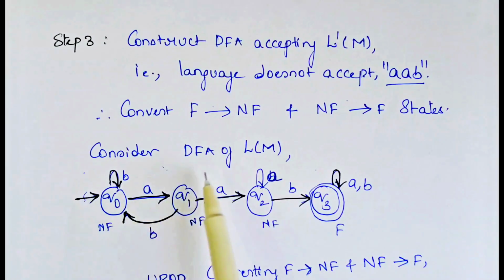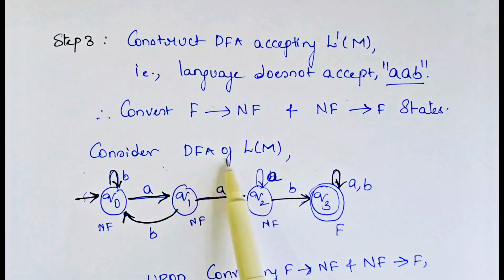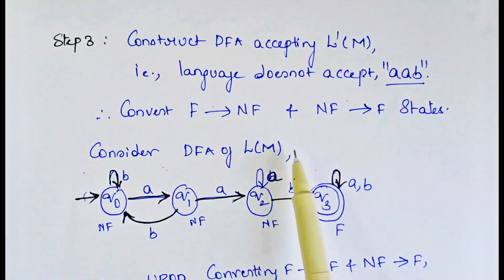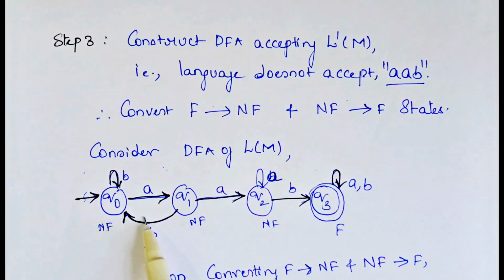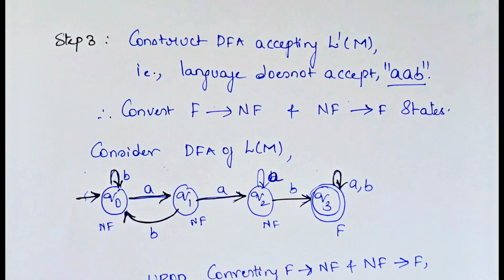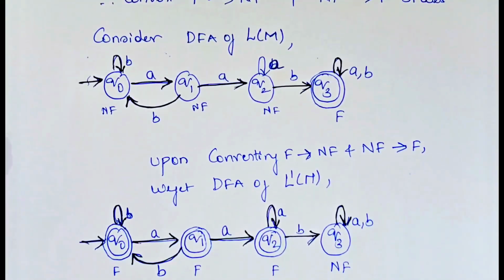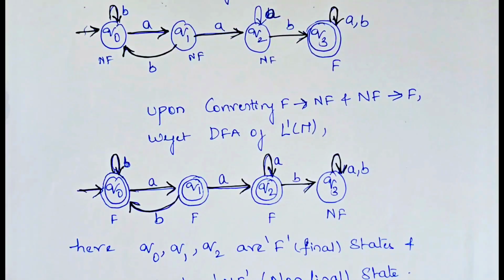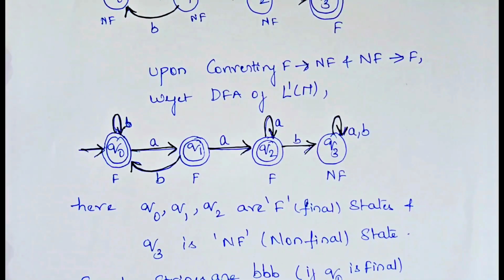So consider the DFA of the language L of M which is accepting the string AAB. Here if we observe, Q0, Q1, Q2 are non-final and Q3 is a final state. These states will be converted here. Upon converting the final state to non-final and non-final to final state, we get Q0, Q1, Q2 as final states and Q3 as a non-final state. The transitions will remain the same here.